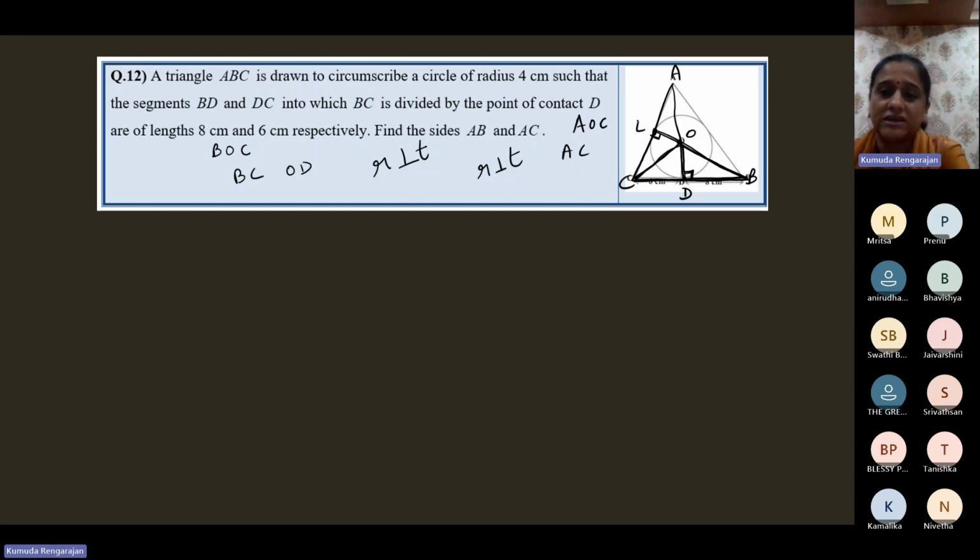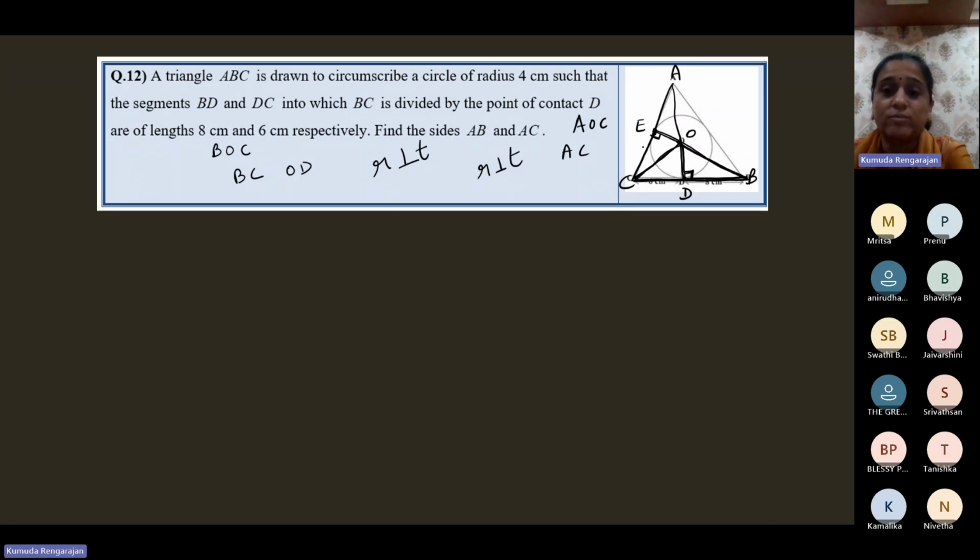If you call this E, OE is perpendicular to AC. What is OE first? E is the point of contact and we join E to O, that is, E to the center of the circle. So EO is the radius.